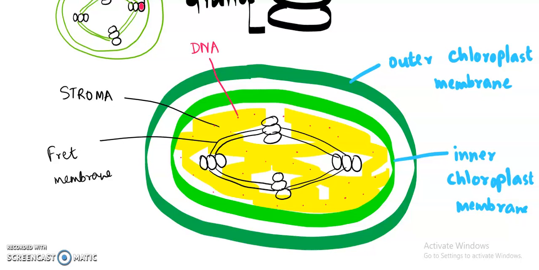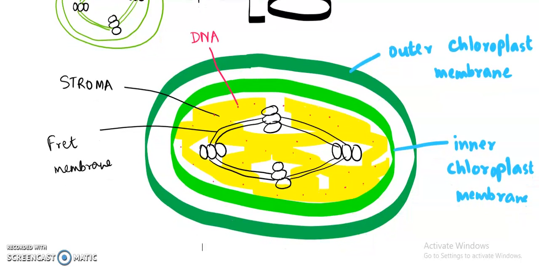That means chloroplast is also semi-autonomous in nature. If you haven't watched my video on mitochondria where I have explained what is semi-autonomous, please do consider watching it. The link to it will be given in the I button. Chloroplast also contains its own DNA, right?